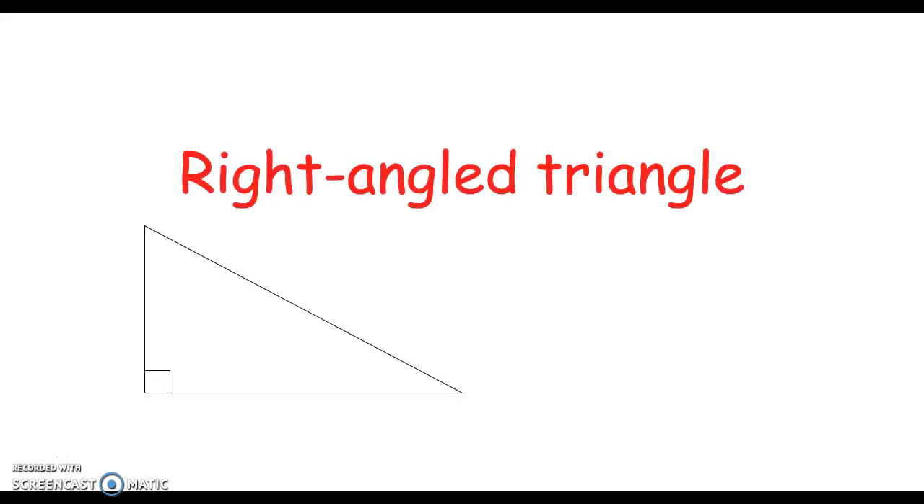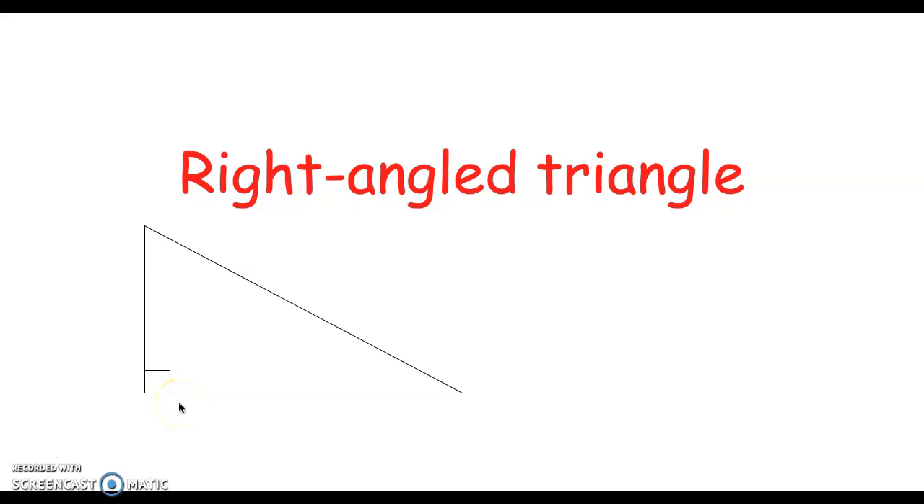Hi guys, today I want to tell you about right angle triangle. A right angle triangle will have a right angle inside this triangle. The right angle will be labeled like a small square. So one angle inside this triangle is supposed to be a right angle. So that's a right angle triangle.